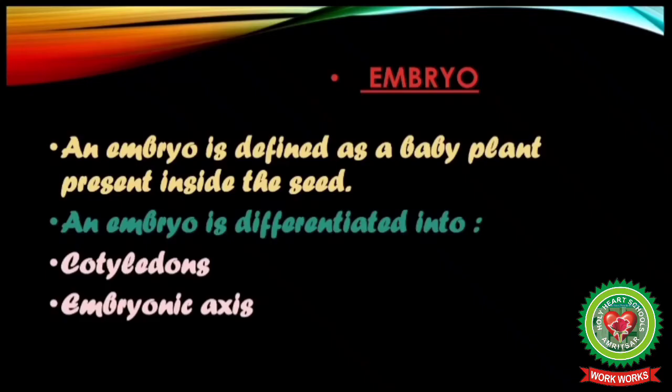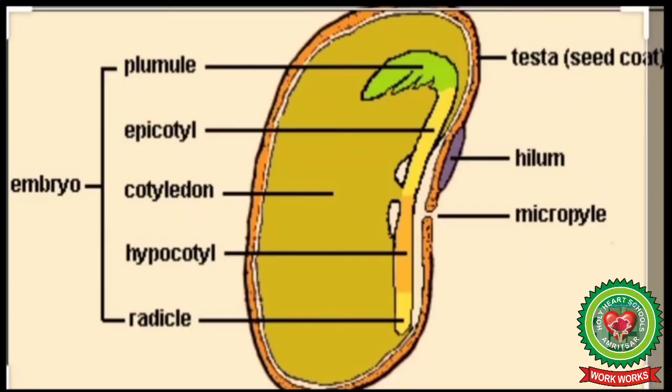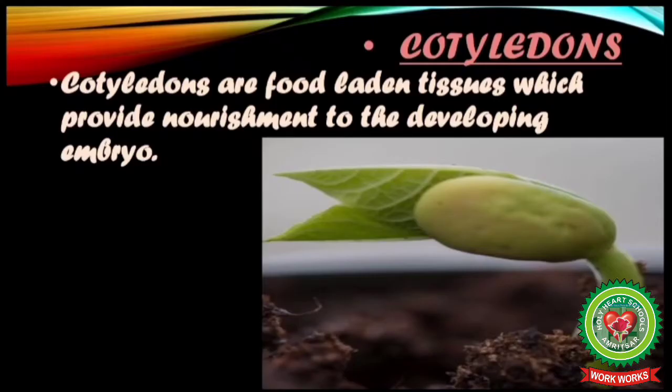Embryo. An embryo is defined as a baby plant present inside the seed. An embryo is differentiated into cotyledons and embryonic axis. So first of all, we are going to discuss cotyledons. Cotyledons are also known as seed leaves. Cotyledons are food-laden tissues which provide nourishment to the developing embryo.